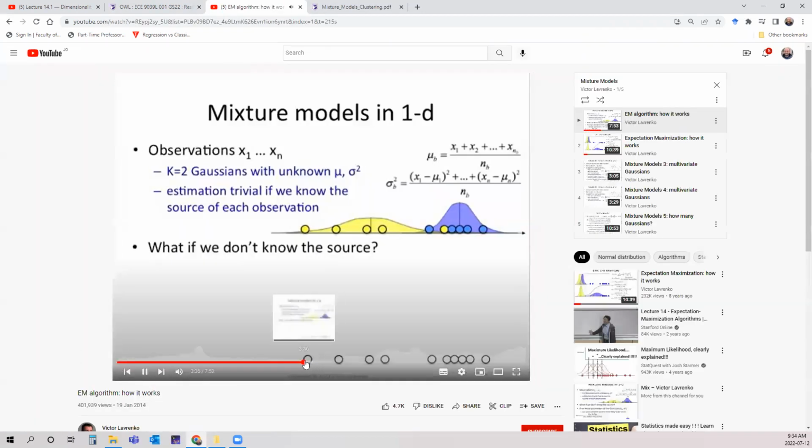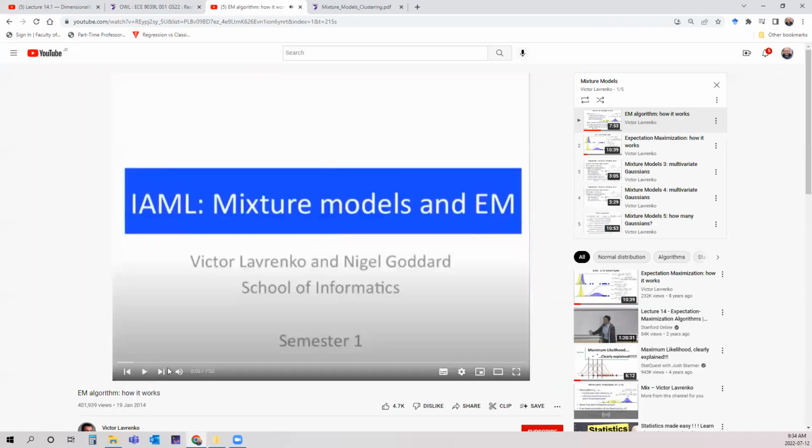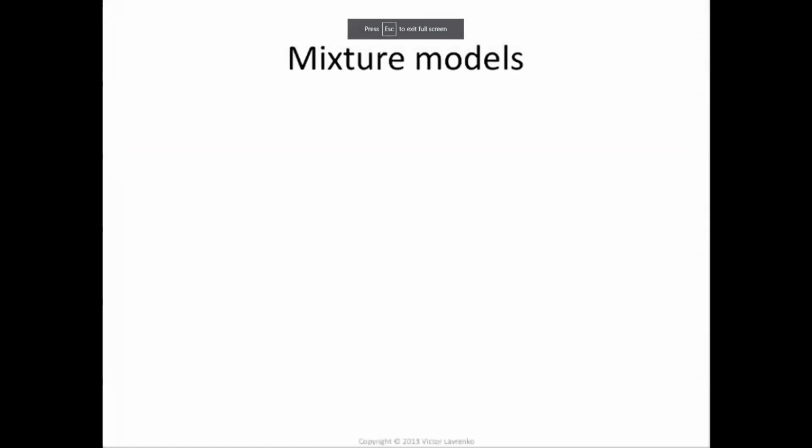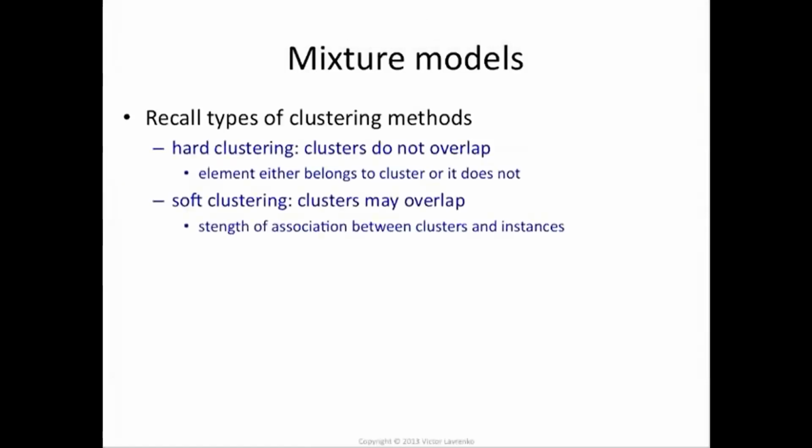And we fit the Gaussians now. So we'll talk about mixture models and the expectation maximization algorithm. One way to think of EM, one way to think of mixture models, is in relation to the clustering methods. Remember, we had classification of different clustering methods. Some of them are hard boundaries, so an element either goes into the cluster or doesn't.